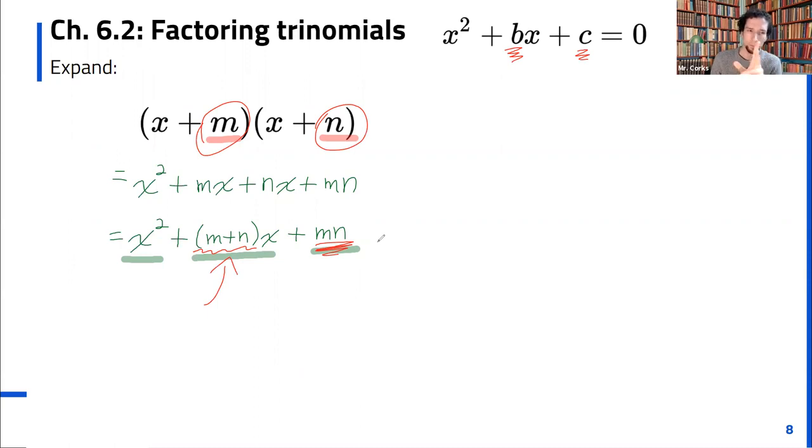So that's the pattern. Add the two coefficients together to get the middle one and multiply them together to get the one on the right. So we're going to use that right now for this sum product method. Again, still saying our coefficient is 1 here.